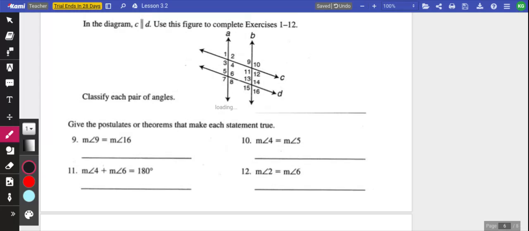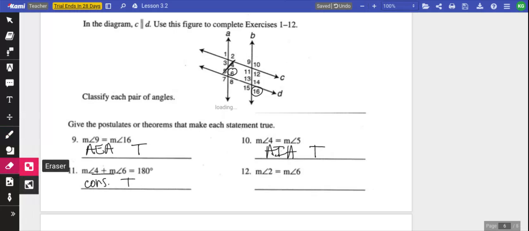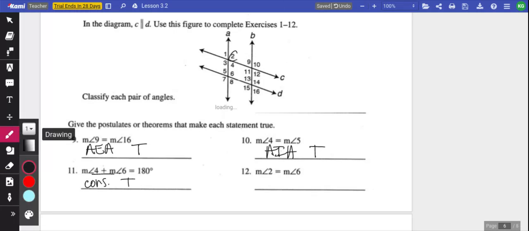Angle 9 and 16, alternate exterior, and that's true, they're equal. 4 plus 6 equals 180. Yes, they are consecutive. True. 4 and 5 are equal. Yes, alternate interior. And the last one, 2 and 6 are corresponding. And yes, they are equal.